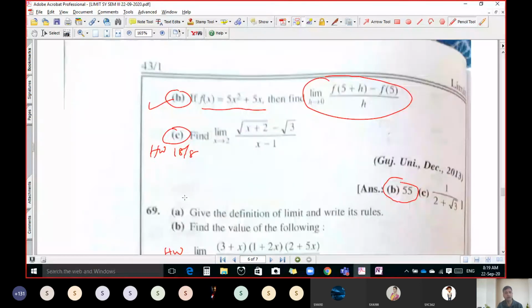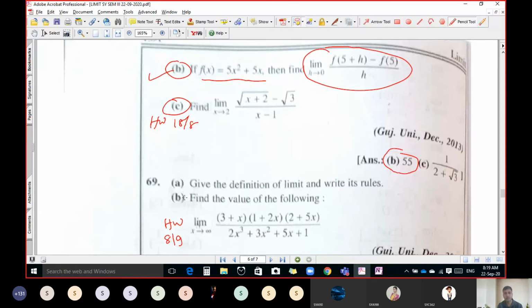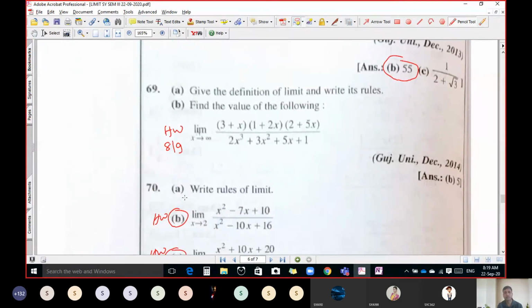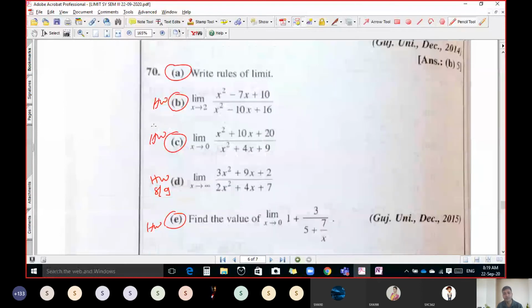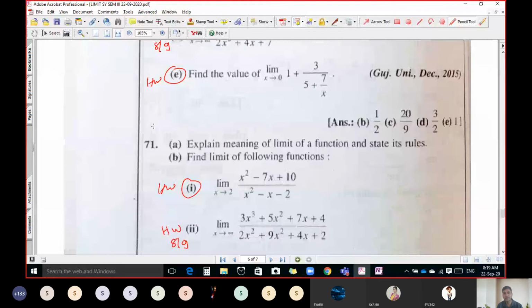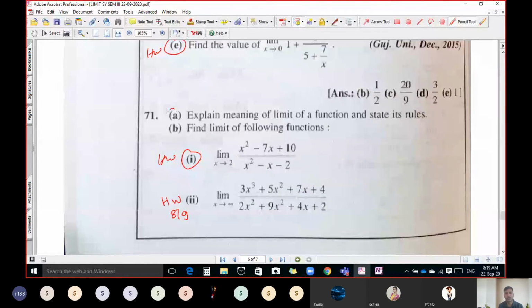Now, this is also a theoretical question. Give the definition of limit and write its rules, which we already discussed. This is another theoretical question: write the rules of limit. This also we already discussed. Explain the meaning of limit of a function and its rules.